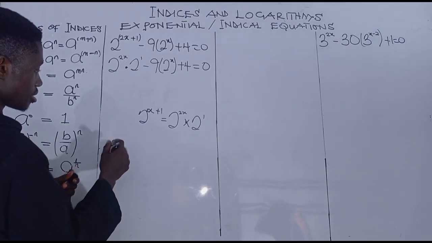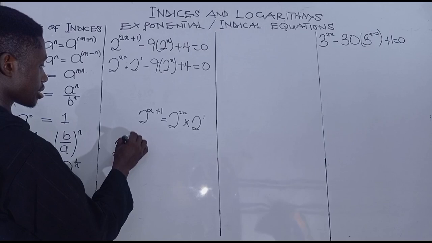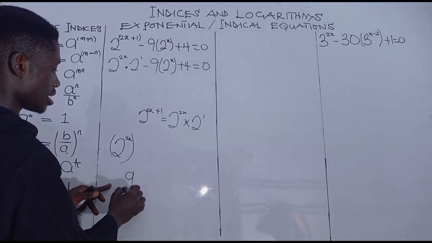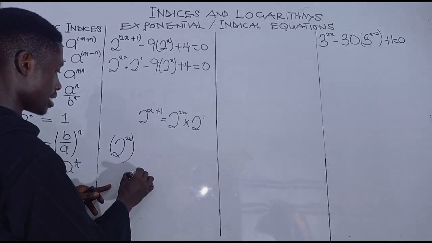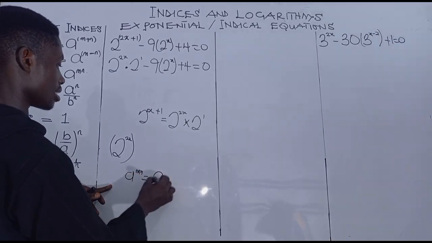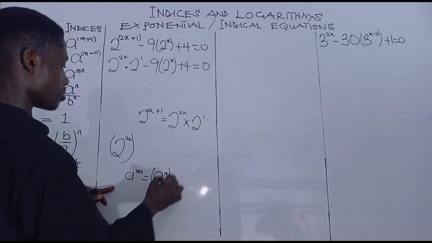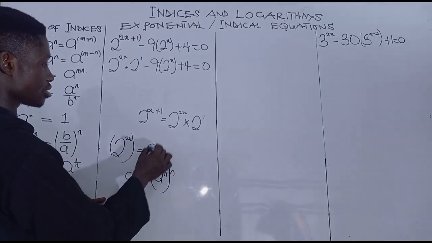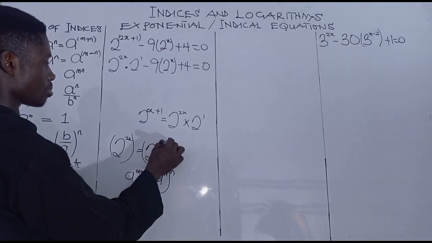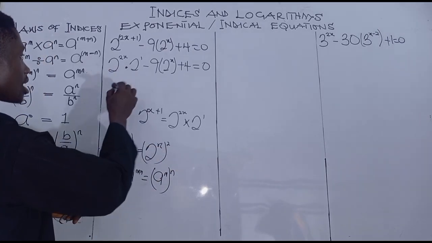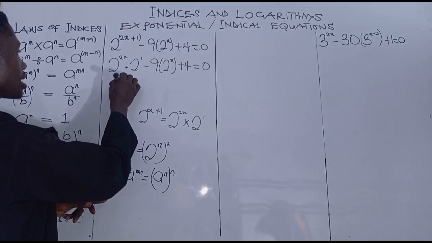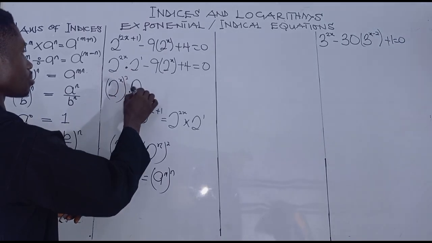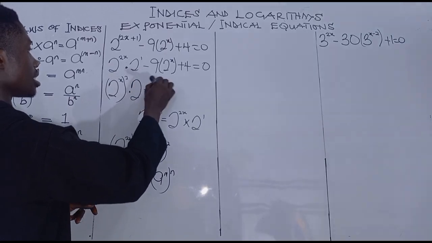Now with this 2 raised to the power 2x, applying the power law, which is that when you have a raised to the power mn, you can write it as a raised to the power m, all raised to the power n. So in place of this, you can write 2 raised to the power x, raised to the power 2. So we have (2^x)^2 multiplying 2 raised to the power 1, which is the same as 2. And then we have 9.